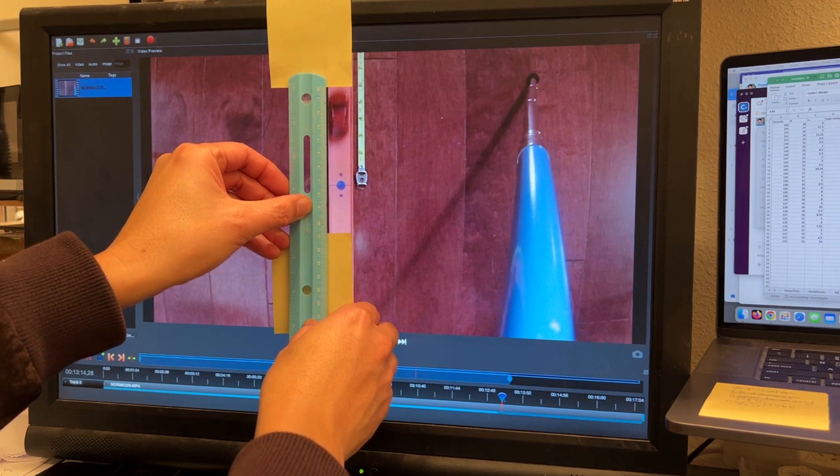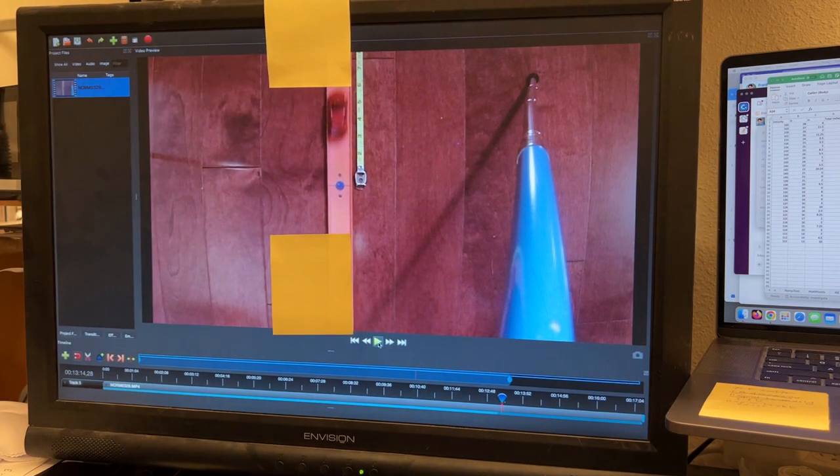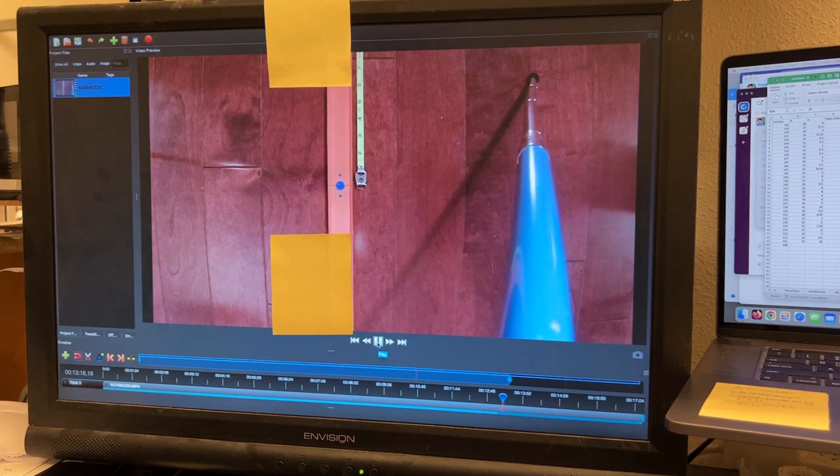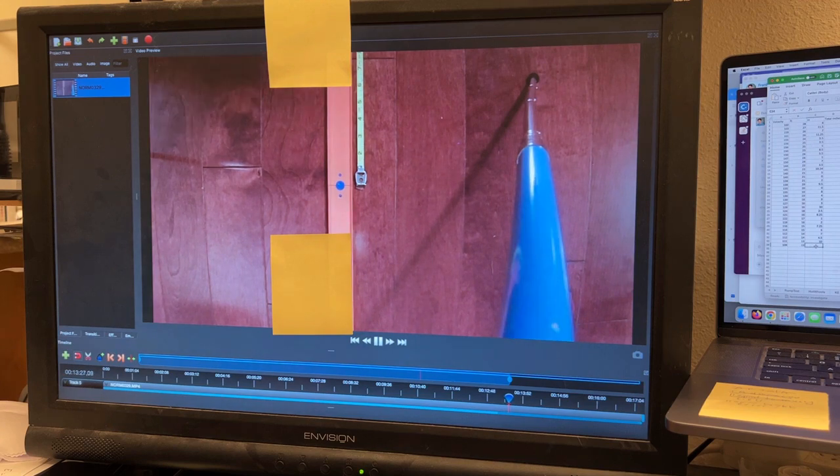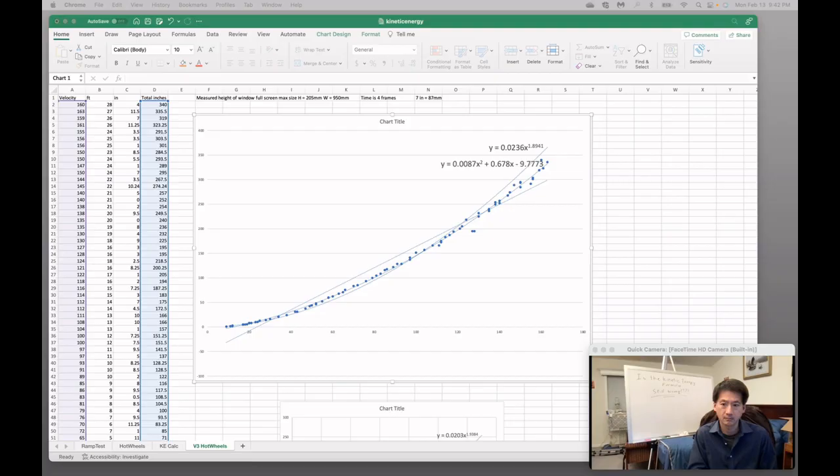So that is 108 millimeters. I write that 108 in my chart. Then I wait for how far it went. So I had to go walk down and then read off the tape measure. 13 feet, 10 inches. And that's how I get my measurements.